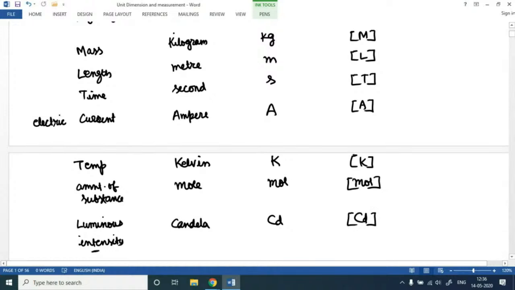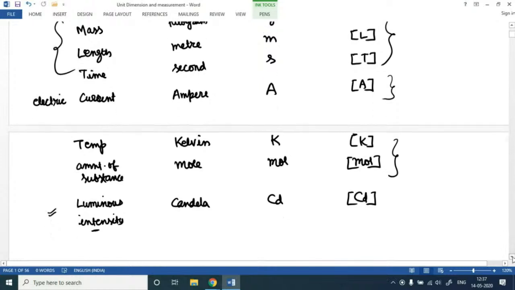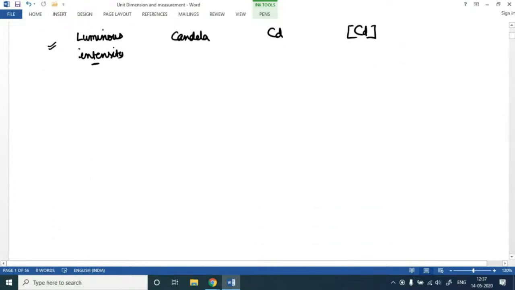So you realize that with the help of the first three fundamental physical quantities, we will be able to derive all the units related to mechanics. And when we introduce electrodynamics, we will be using electric current also. Temperature and amount of substance will be introduced in thermodynamics, etc. Luminous intensity, this fundamental physical quantity, we will not be using in our syllabus. So these are the seven fundamental physical quantities and their corresponding units.